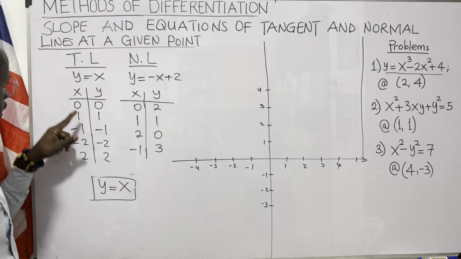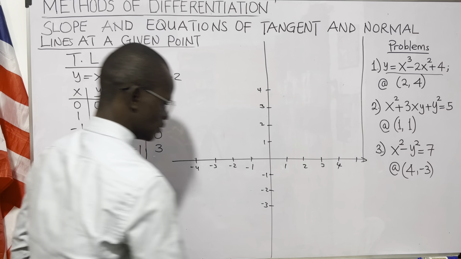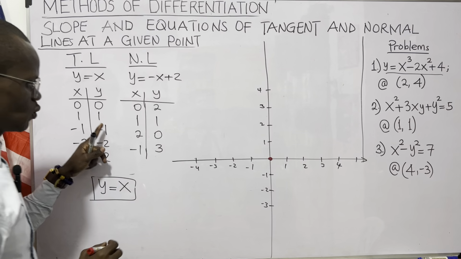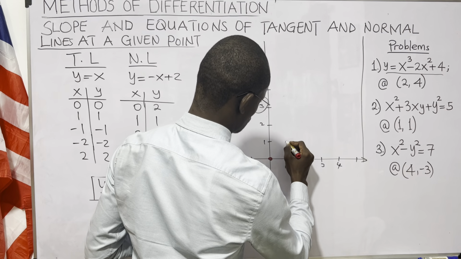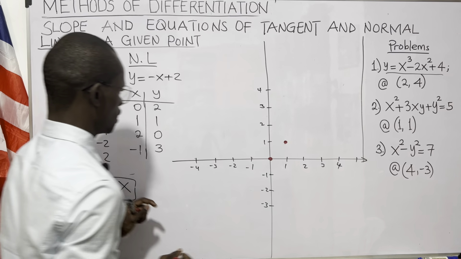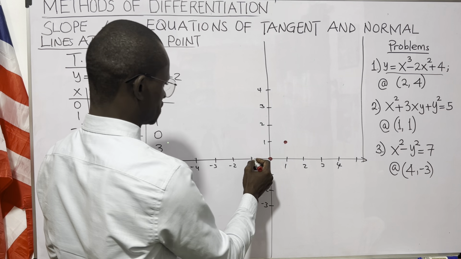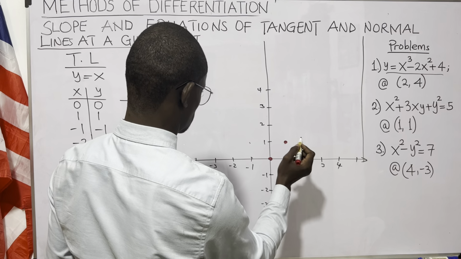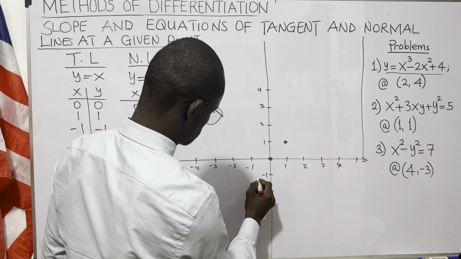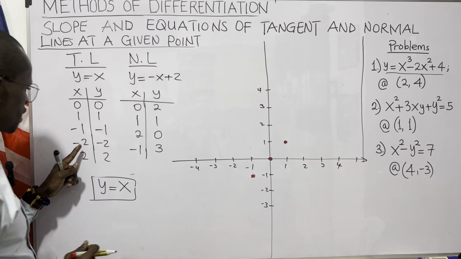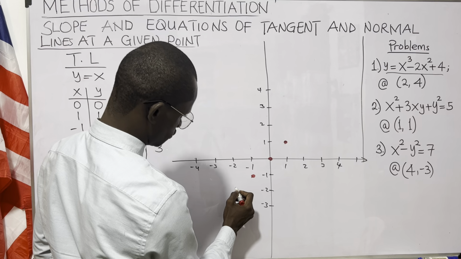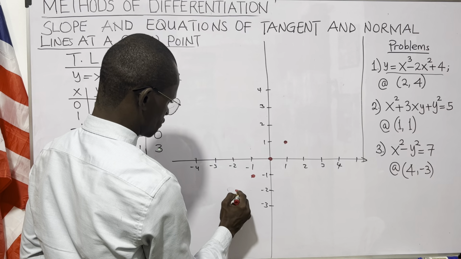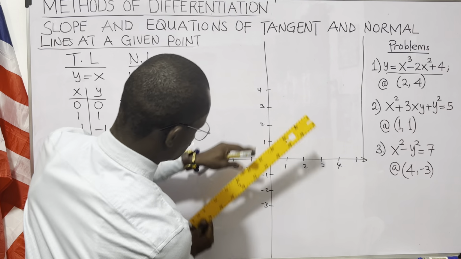So we plot. For the first equation, when x is 0, y is 0. When x is 1, y is 1, so it's somewhere around here. When x is minus 1, y is minus 1, somewhere around here. Oh, minus 1, sorry, down. When x is minus 2, y is minus 2. So this is just going to be extending and so forth. So we run a line between it.